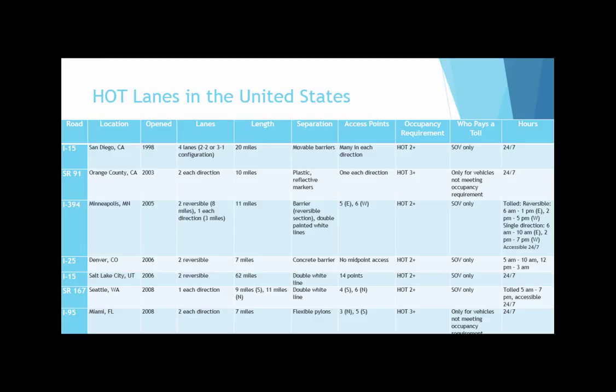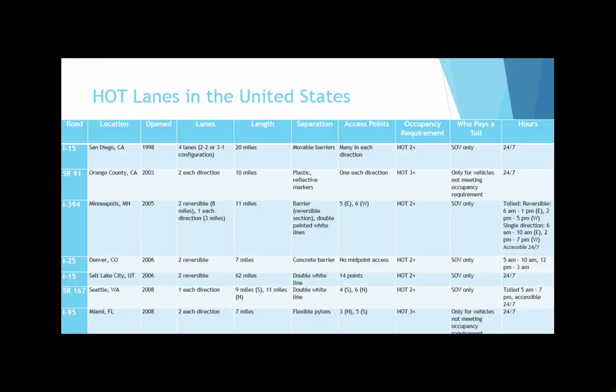These are 20 miles long. They're separated by movable barriers, which makes sense since you can alter the lane configuration. There are many access points in each direction. The occupancy requirement is HOT2+, so you count as a high occupancy vehicle starting at 2 occupants in your vehicle. And only single occupancy vehicles pay a toll. And the operation is 24/7.